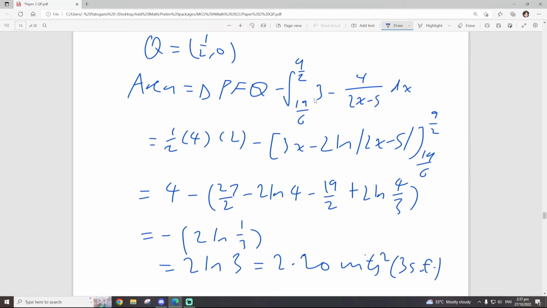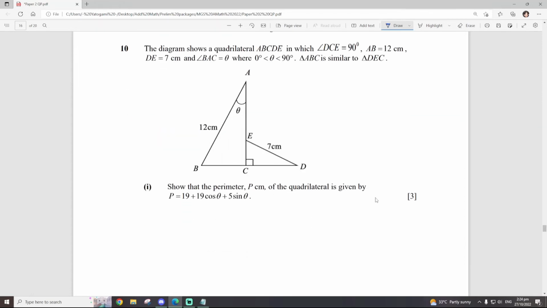Not sure why they asked us to round to 3SF, because it actually gives a very, very nice value if you get the exact answer, 2 ln 3 exactly. Okay, we have this. Let me close my notepad first. Okay, so this looks like our formula.